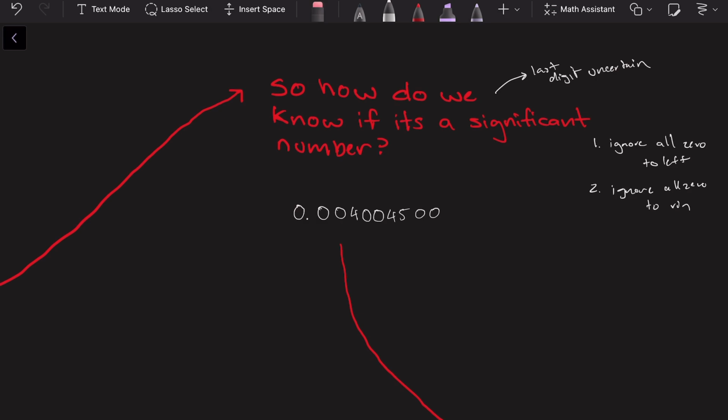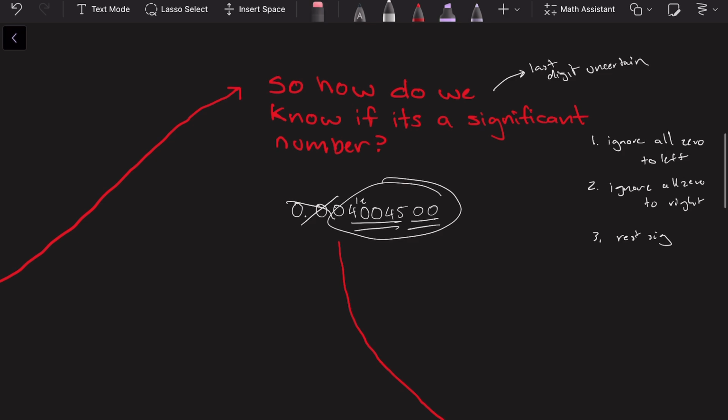Now let's apply this to an example. Here's a number. Let's first ignore the zeros to the left of the first digit. Let's now ignore the zeros to the right of the last digit. Oh wait, there's a decimal place, so we keep them. All the rest of the digits are significant, and that's all. This is how many significant numbers are in this number.